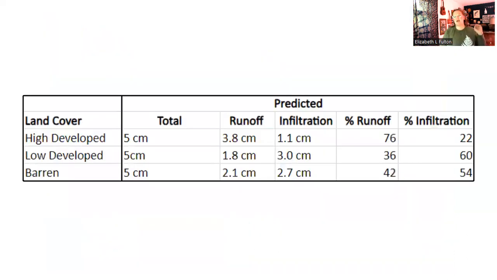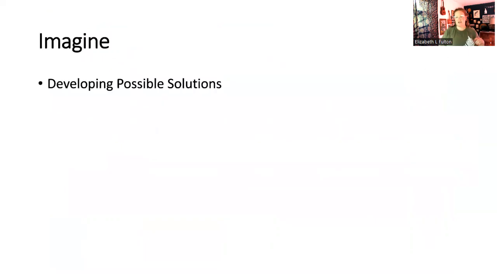Took those numbers and the infiltration and runoff rates. I put it into a table and calculated the percent of runoff and infiltration because I knew that I wouldn't be able to get as precise measurements as 5 centimeters. So I wanted to be able to translate the information as I did my experiment.